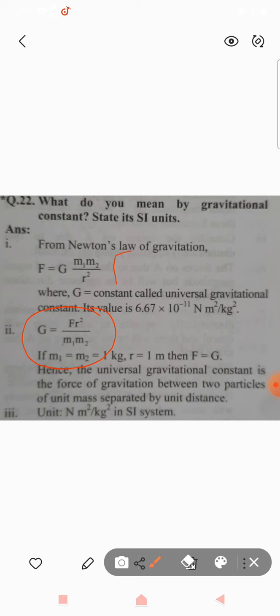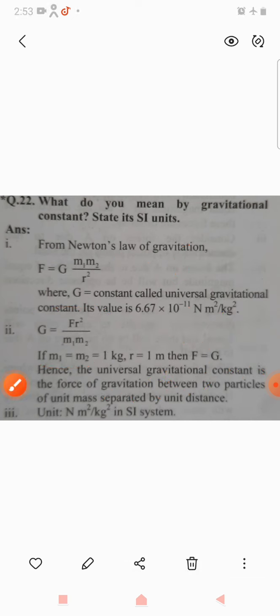So what is F? F is nothing but the force. What is r? r is nothing but the distance. What are m1 and m2? m1 and m2 are the masses. F is a force, r is a distance, m1 and m2 are the masses.